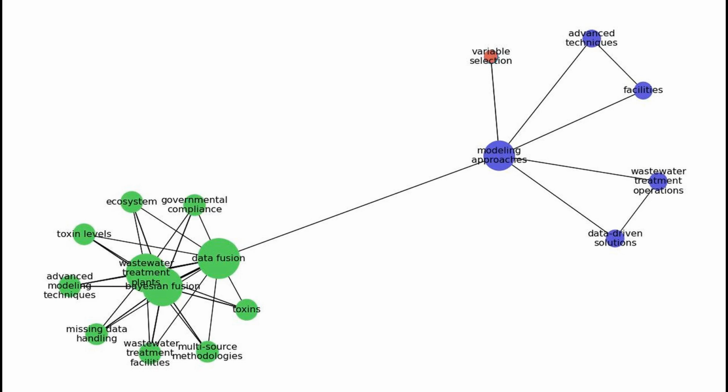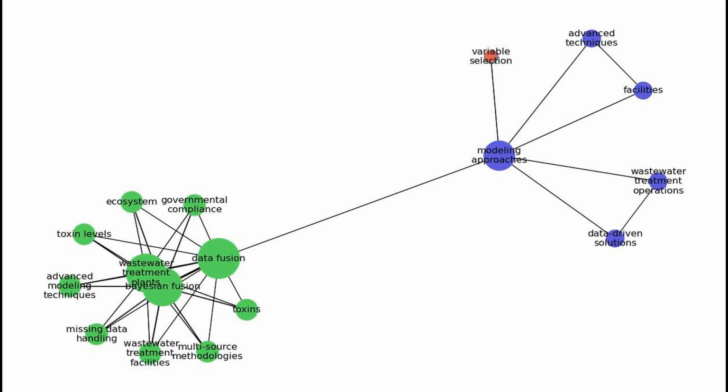One significant finding is that Bayesian fusion outperformed other methods in terms of accuracy and stability in predictions. This means that wastewater treatment facilities can rely on it to make better informed decisions regarding the management of toxins, ensuring they meet governmental compliance levels and protect ecosystems from harmful pollutants. Furthermore, the ability of Bayesian fusion to handle missing data without complicated steps is particularly beneficial in real-world scenarios, where data might not always be complete.